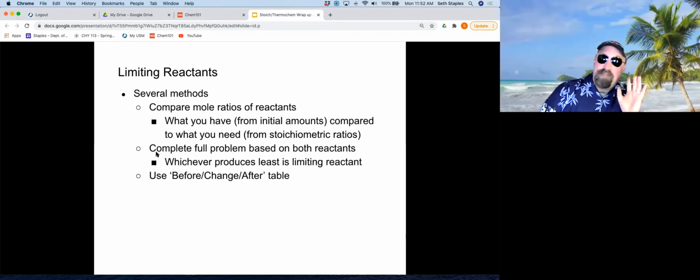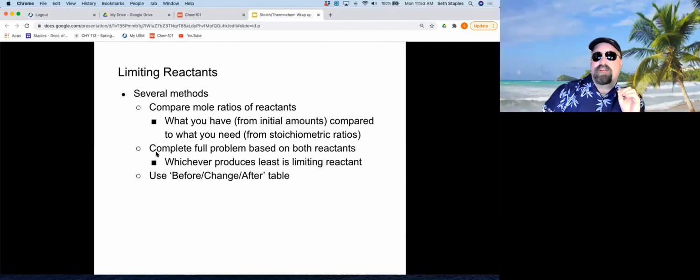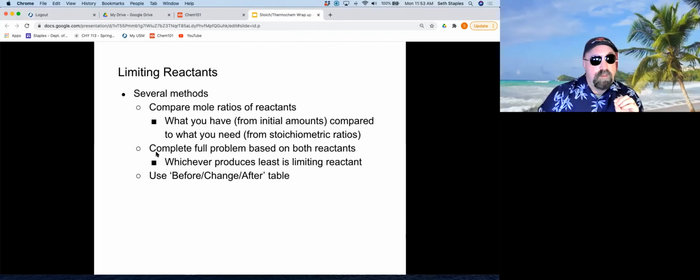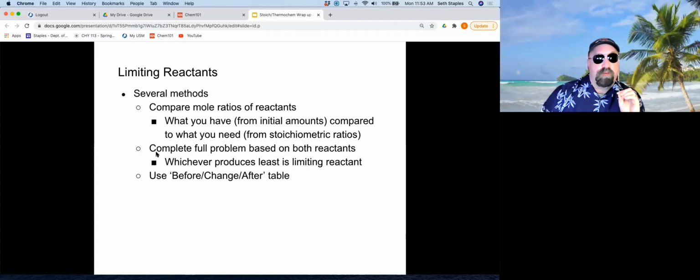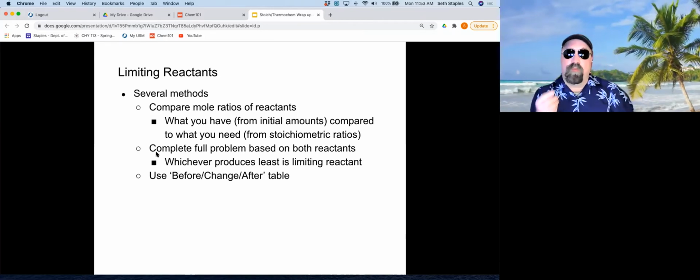But any of these methods will work. Whichever one you have found to be the most effective for you in determining limiting reactant problems, that's what you should do. You should hopefully be doing enough practice before the exam, if you haven't already, to figure out which method you are most comfortable with, and which one you are fastest and most efficient with.